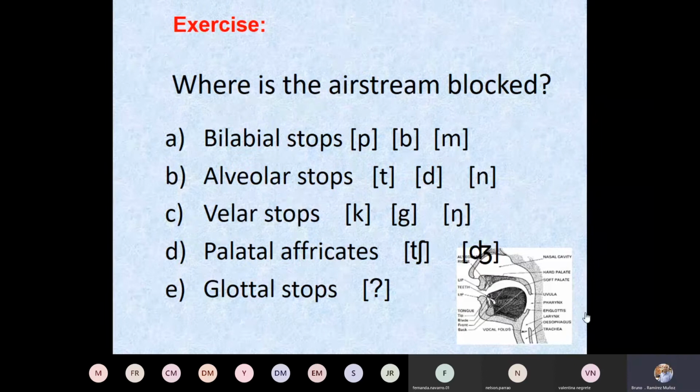Please do this practical activity. Answer the question, where is the airstream blocked when you're producing bilabial stops, alveolar stops, velar stops, palatal affricates, and glottal stops? Remember, stops or plosives, same thing. Bilabial plosives, alveolar plosives, velar plosives, okay? So in the next 7 minutes, we're going to share the answers, all right? Good luck.